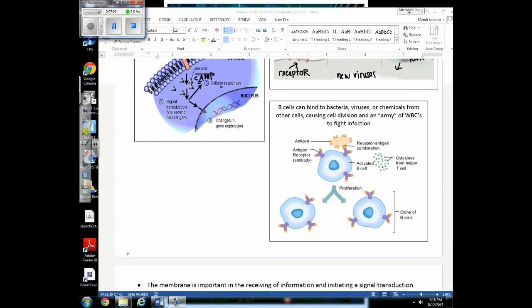In this last diagram, I'm showing you how a cell responds whenever it binds to a bacteria cell. So in this situation, we have a B cell, and a B cell is an immune cell.